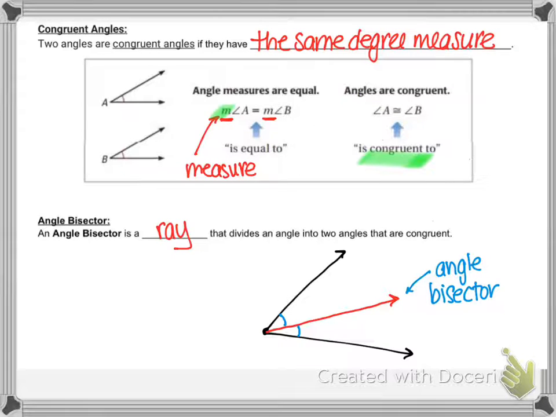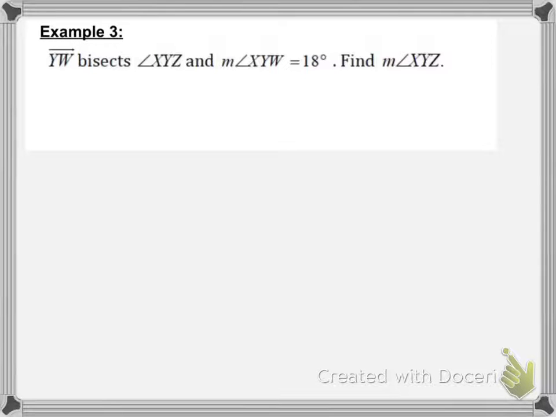Okay, so let's wrap up with one last example here. Get my new page. Here it is. So you guys have this example in our notes, and they just give us a situation. So let's draw this out. It says ray YW bisects angle XYZ. So this is the first thing I'm going to draw, angle XYZ. So I'm going to draw a nice angle. And I'm going to go in order of the letters that they gave us.